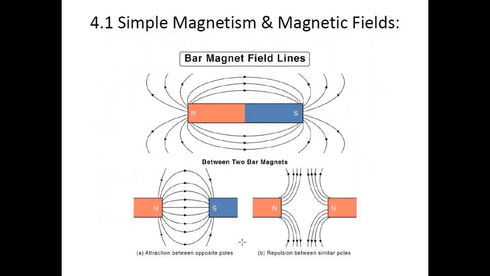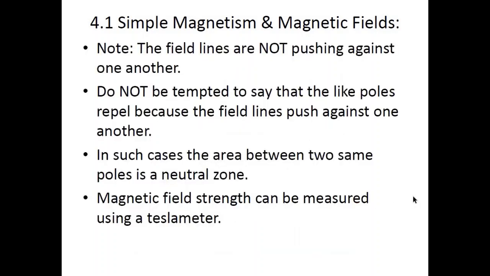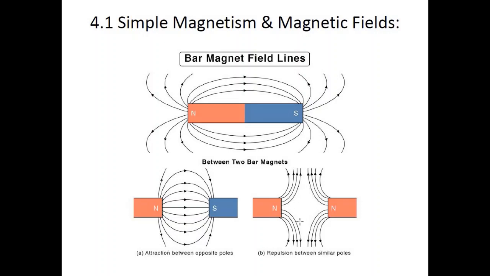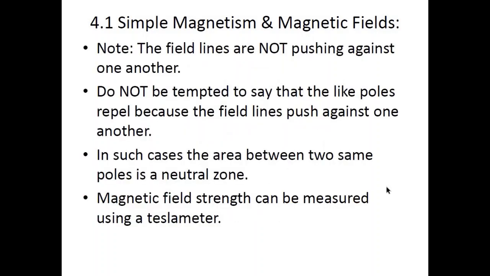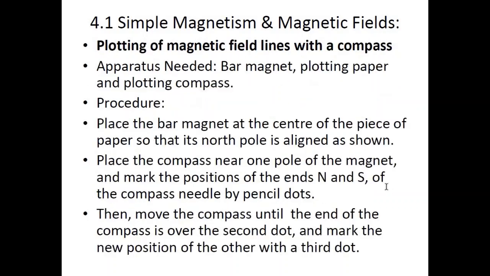However, please note that if you have a diagram like this in your paper, never explain it as the field lines pushing against each other. The field lines originating from this north pole are simply trying to go towards the south pole, like this. They are not pushing against each other. Never say that. This would be a wrong answer. And simply remember that the area between the like poles does not have any magnetic field. This is known as a neutral zone. And if you want to measure magnetic field strength, then you can use a Tesla meter for that.